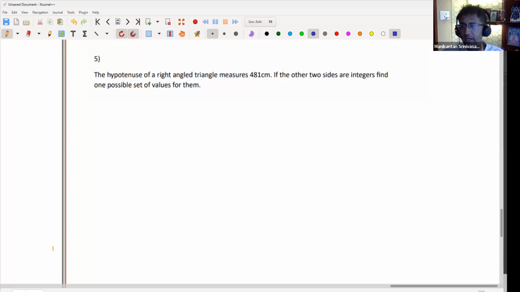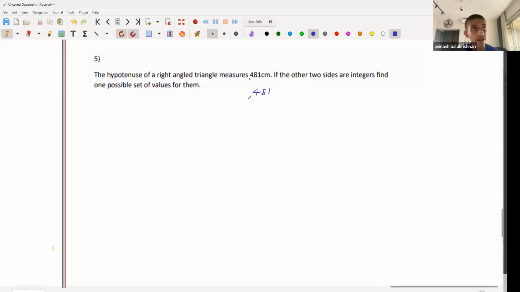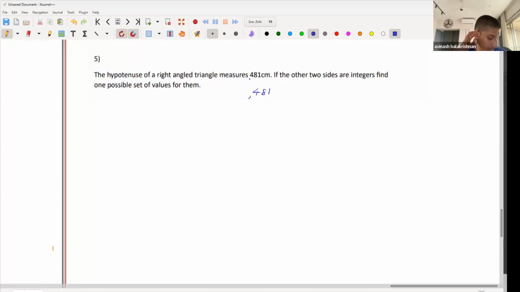Yes, Avinash, where did you get it? I did the same thing. I thought it will be a triplet because otherwise they won't give such a large number. So that's why I put 481 square minus 480 square, and I hand calculated all of that.